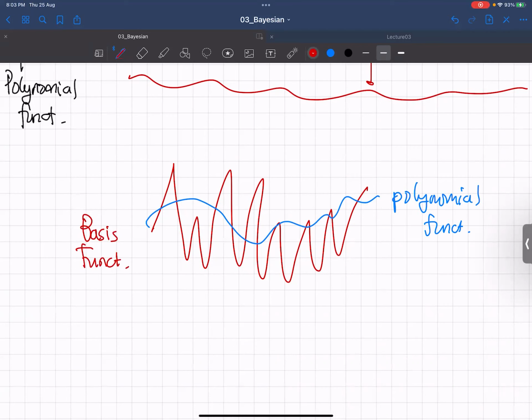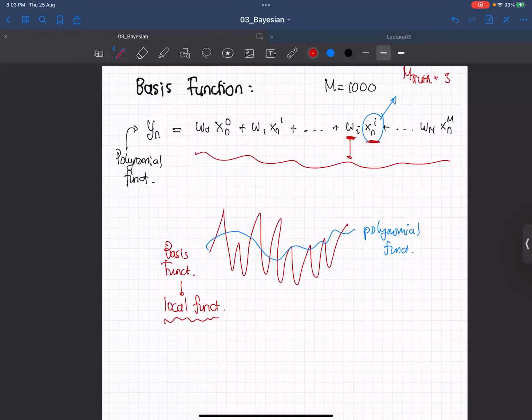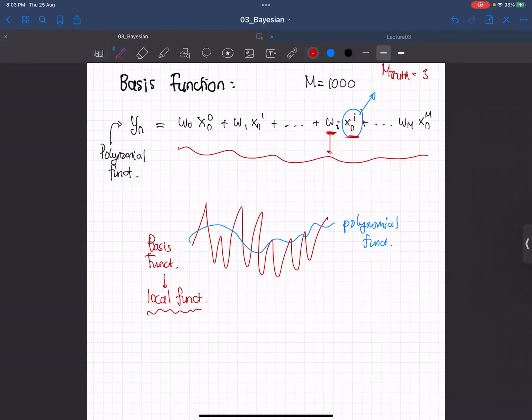The general basis function. Well, the polynomial function is actually part of the basis function, but there are many different basis functions that can be made local. So this one can be a local function. Different locations will have a slightly different function. I will discuss further later on what is meant by local function. And this local function improves the flexibility of the curve much, much more.